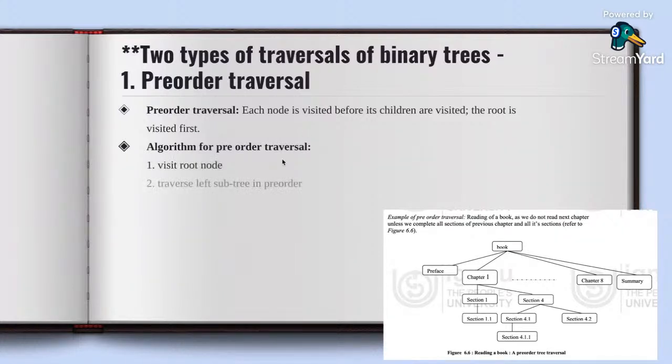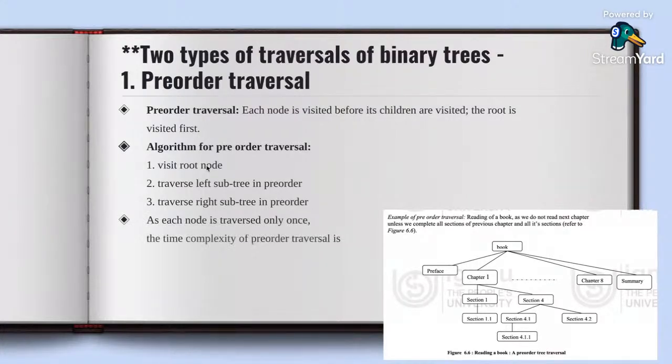Algorithm: visit the root node, traverse the left subtree in pre-order. Pre-order is the same, going from the top to the bottom. So go to the left part of the subtree in pre-order, then traverse the right subtree in pre-order. As each node is traversed only once, the time complexity of pre-order traversal is T(n) = O(n), where n is the number of nodes in the tree.